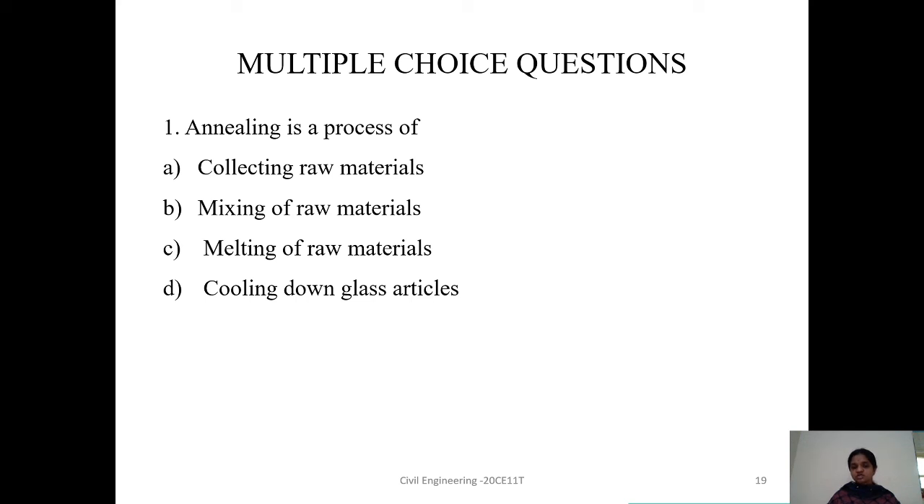After fabrication, we are cooling the glass article slowly and steadily. The process of slow and homogeneous cooling is known as annealing. Therefore, the answer is D, cooling down glass articles.